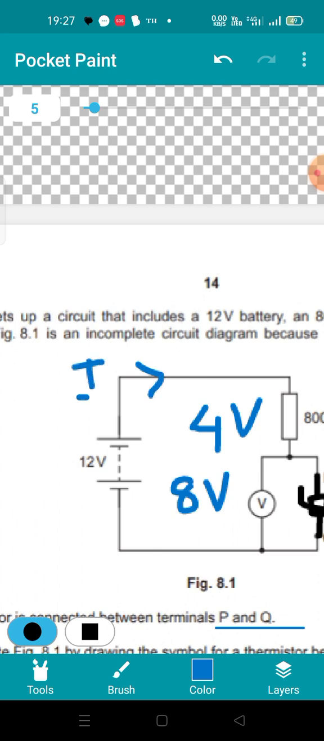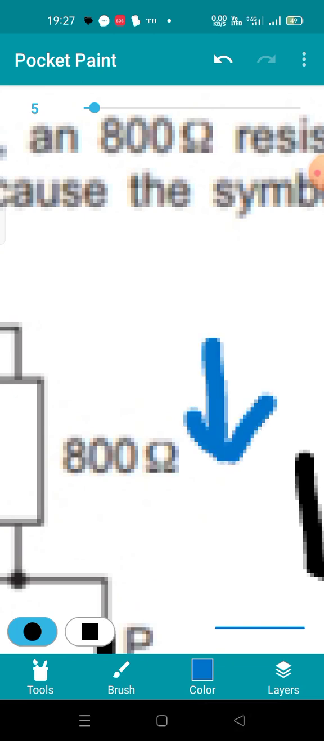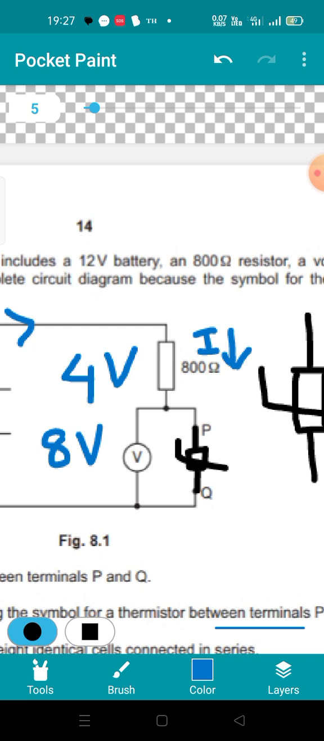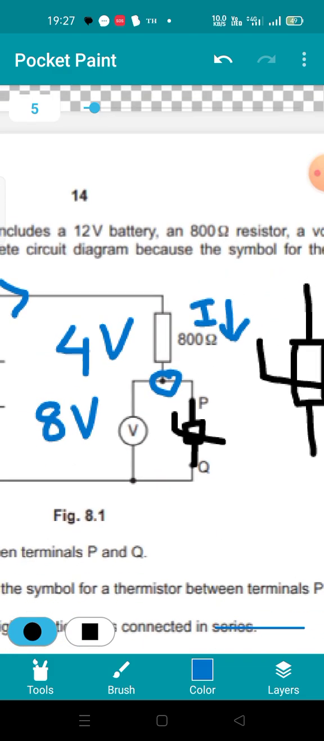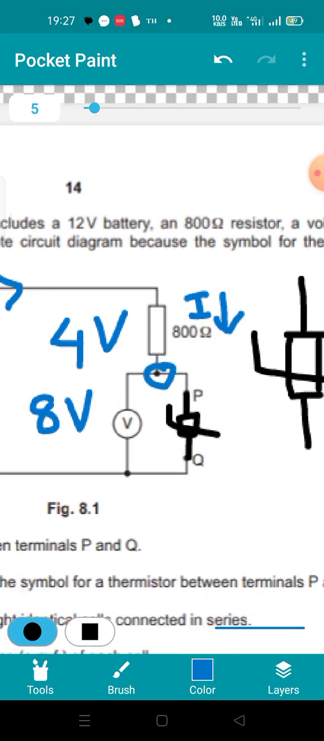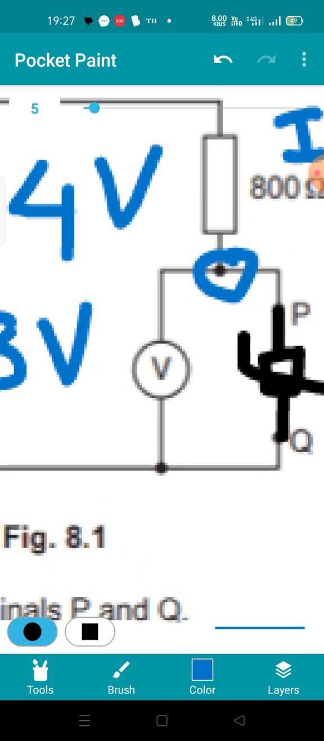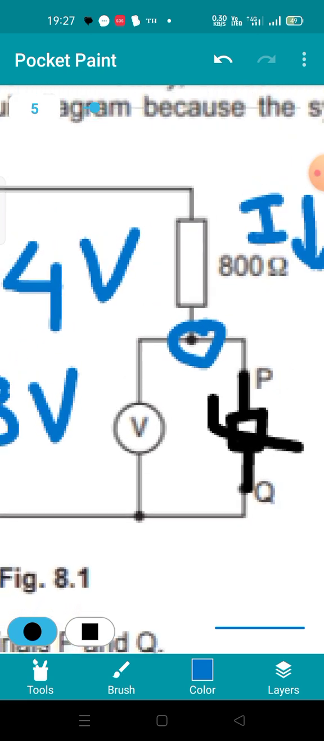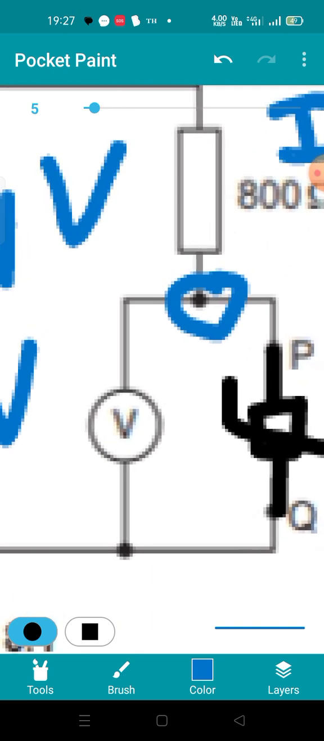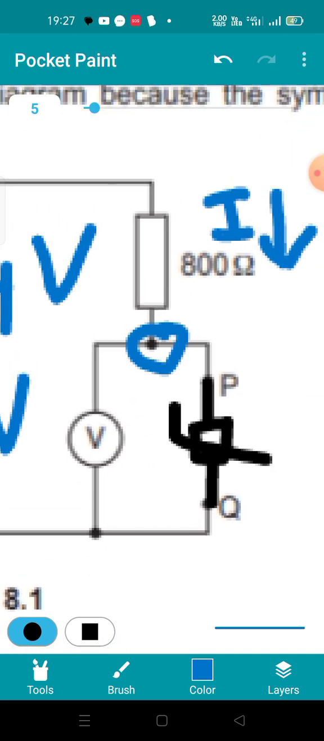Let's say a current of I amperes is drawn from the battery. So this current will flow through this 800 ohm resistor, and at this node the current has two paths to flow. One is through the voltmeter, another one is through the thermistor. An important point that must be remembered here by all of us is the voltmeter is designed in such a way that its resistance is very high. Because the resistance of the voltmeter is very high, negligible current flows through the voltmeter. Ideally, zero current should flow through the voltmeter. Practically, negligible current flows through the voltmeter.